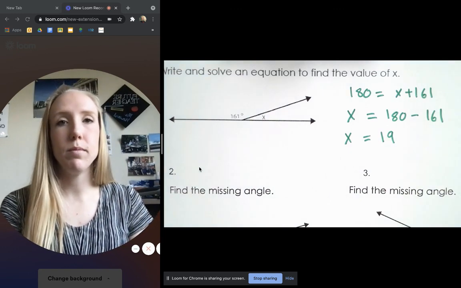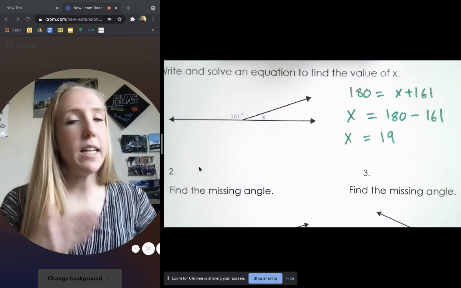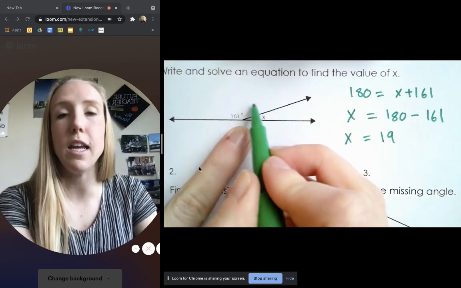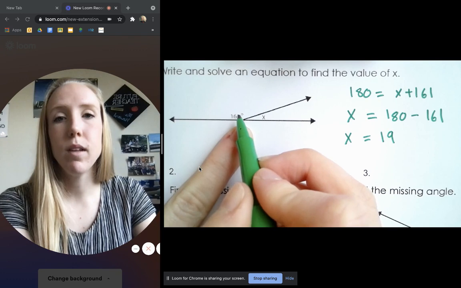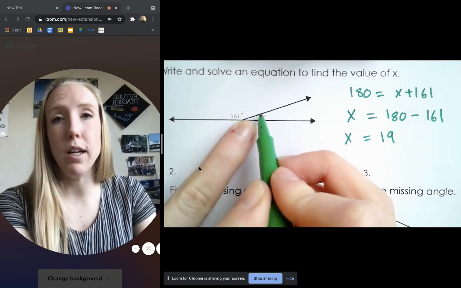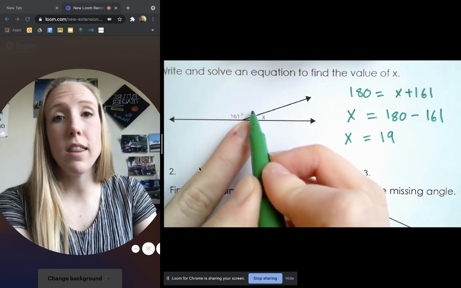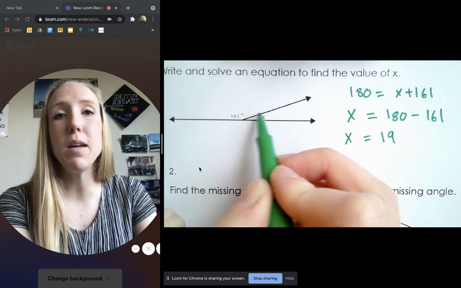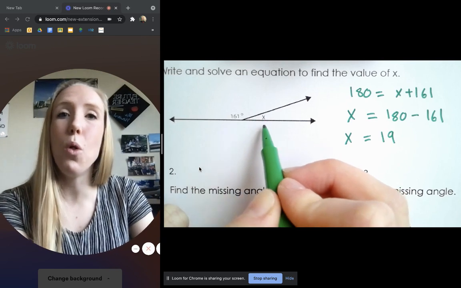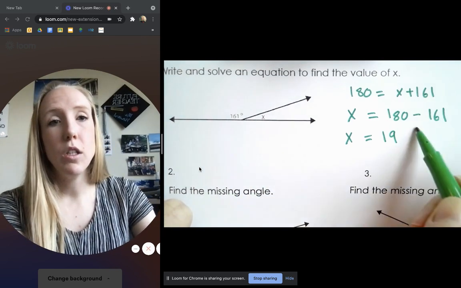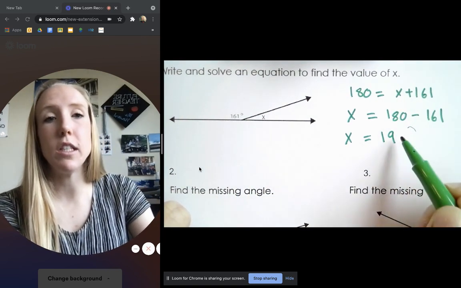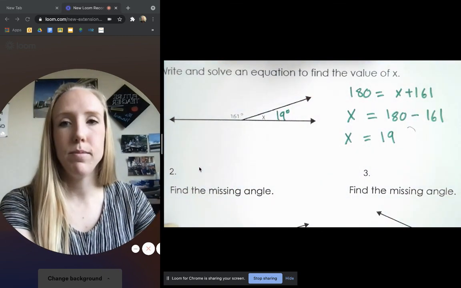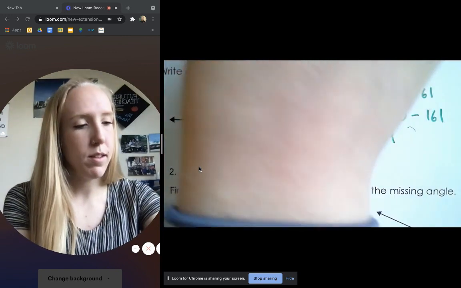All right, so just to review what I did: I know that the whole thing is 180 degrees. I want to figure out what this part is. I know that this part is 161. I need to figure out how many more degrees I need to get to the whole 180. So I did 180 minus 161, and x has to equal 19 degrees, because together they're 180.